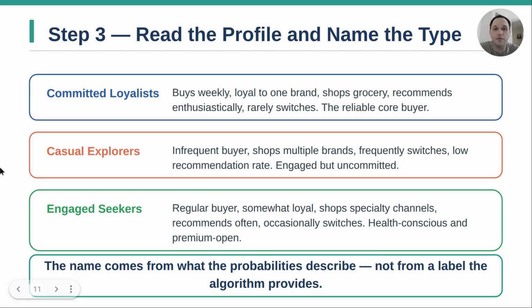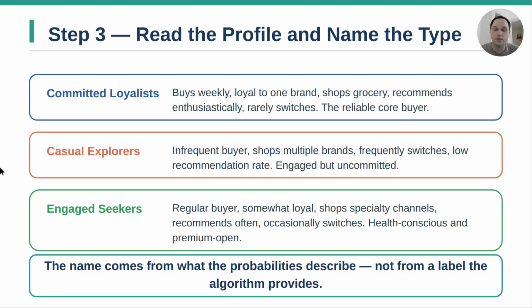Now you read each column of the profile table and ask, what type of person has these probabilities? For Class 1, 89% weekly, 78% loyal to one brand, 91% recommend, 12% switching. The pattern is unmistakably a committed, loyal, enthusiastic core buyer. Call them Committed Loyalists. For Class 2, 34% weekly, 23% brand loyal, 38% recommend, 67% switching. This is an infrequent, brand-agnostic, exploratory buyer.